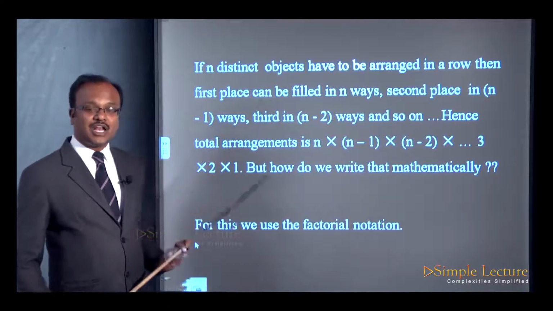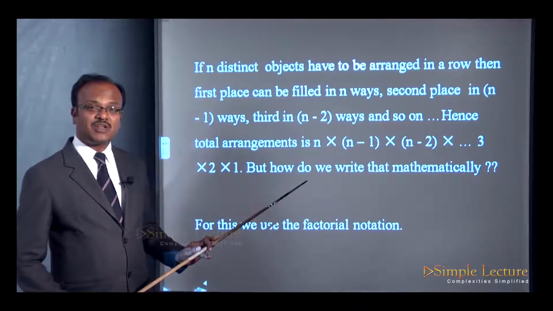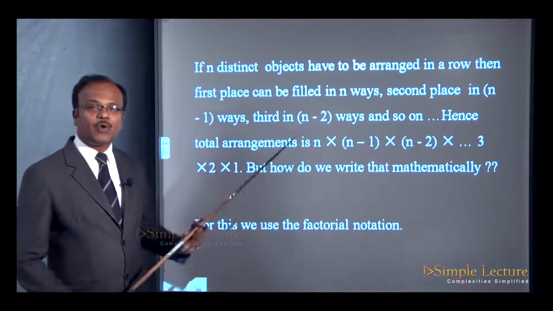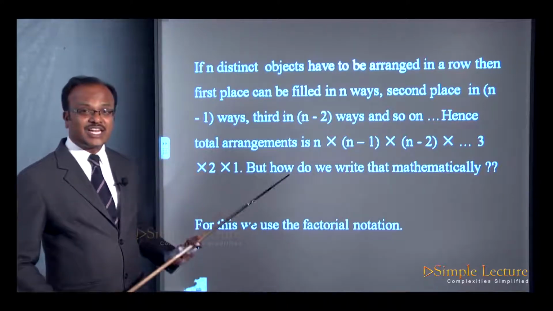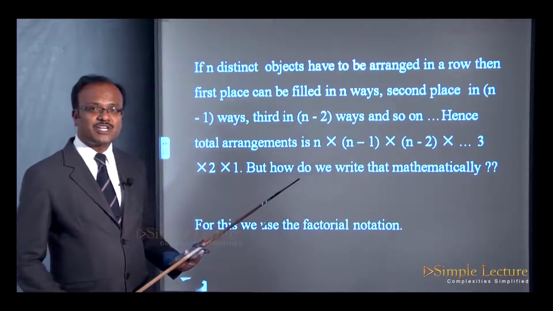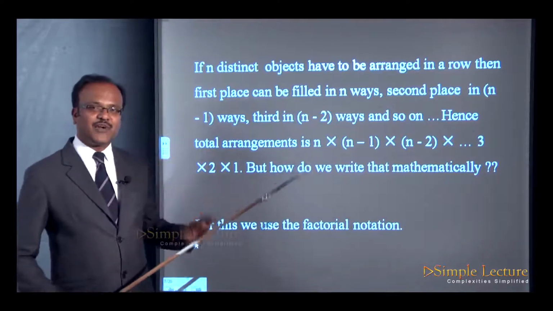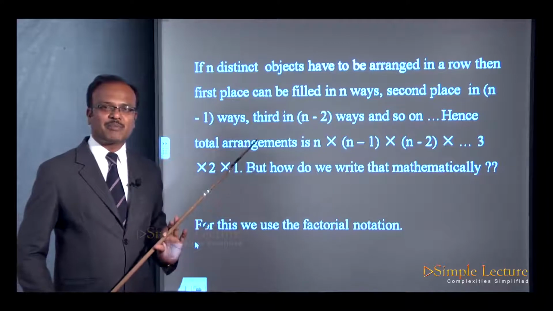5 ways. Like this, the third person to sit in how many ways? 4 ways. The fourth person to sit in how many ways? 3 ways. The fifth person to sit in how many ways? 2 ways. And finally, the last place, how many ways can a person sit?